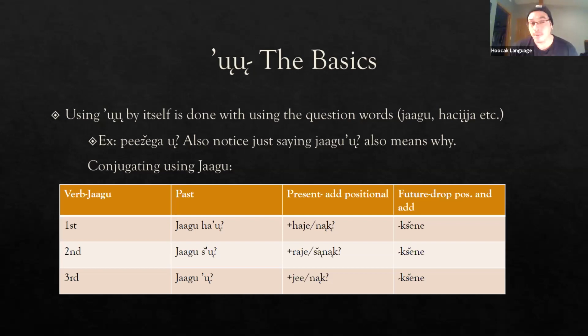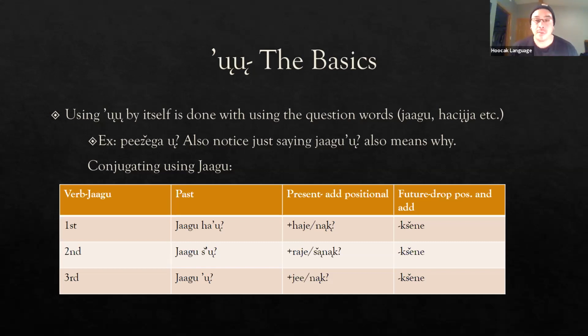Present tense, you're going to add the positional. Jagu ha'u haje, or jagu ha'u nunk. What did I do, or what am I doing, I'm sorry, what am I doing as I'm standing here, or what am I doing as I'm sitting here? Those are the positionals that we're going to go over. Standing is haje, sitting is nunk.